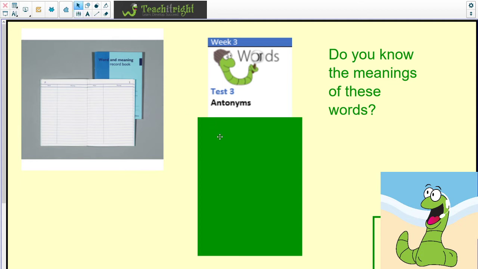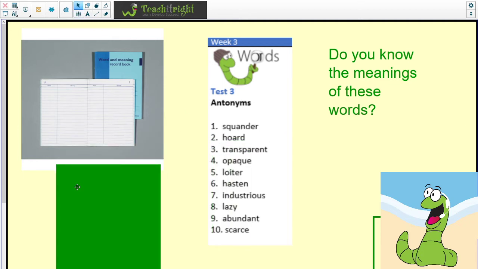So just going to reveal those words to you now. There they are. Also got the word and meaning book here. So just in case there are any words that you didn't know, it's a really good idea to record those ones down. So we've got squander, hoard, transparent, opaque, loiter, hasten, industrious, lazy, abundant, and scarce.